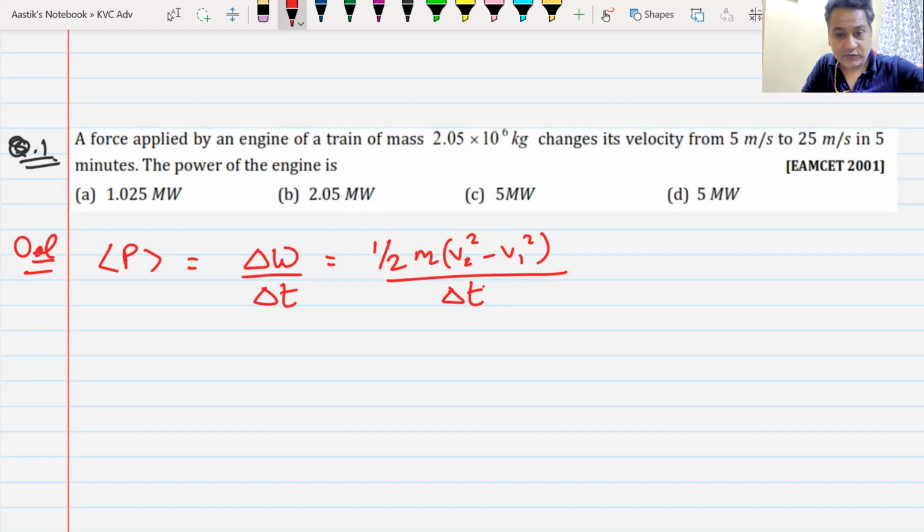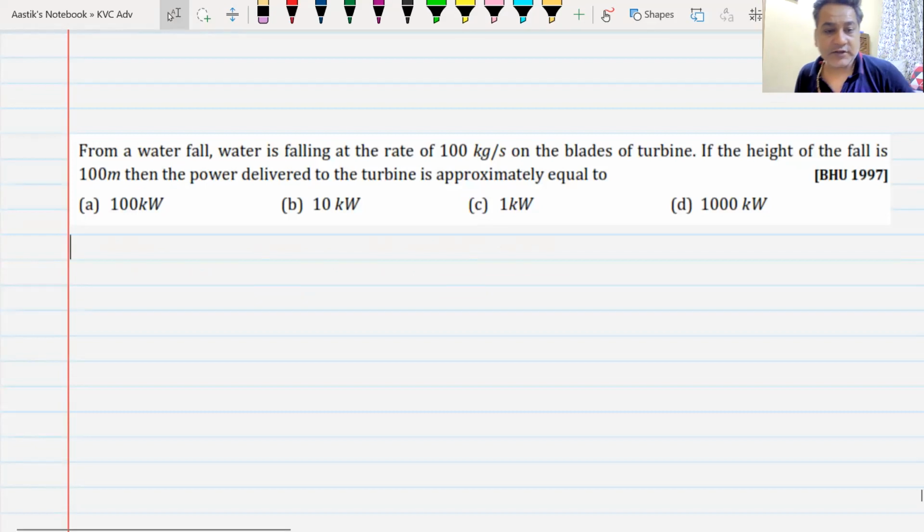Next one, do it fast. I have to do 2 or 3 questions. If you can do it fast, we will be able to finish it. From a waterfall, water is falling at the rate of 100 kgs per second on the blades of a turbine. If the height of the fall is 10 meters, what is the power delivered to the turbine?